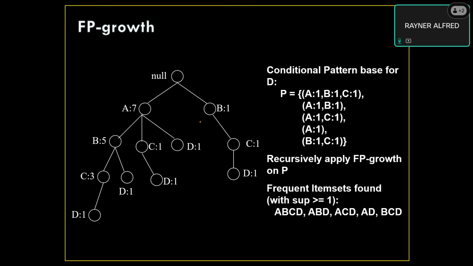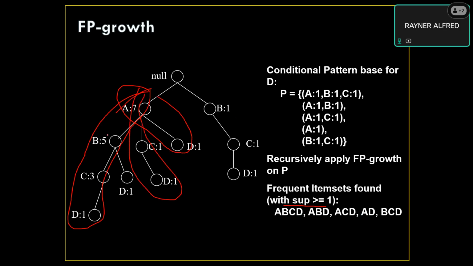Okay, so for example, if we have this tree, we have A, B, C. When the support is at least 1, that means this is 1. And also we have AD, we have ACD, we have ABD, and BCD. Okay, so these are all frequent.